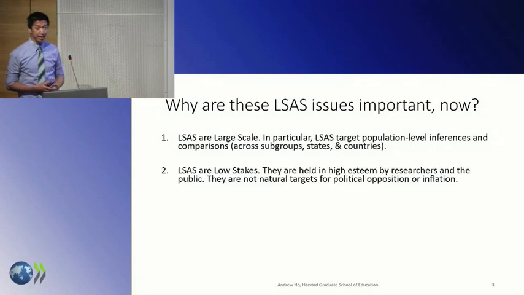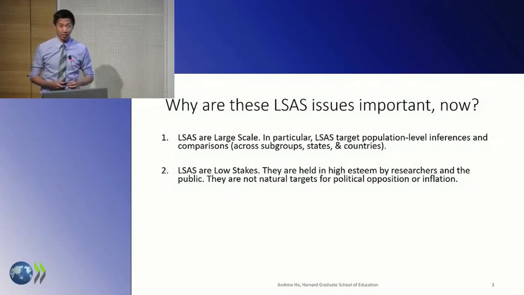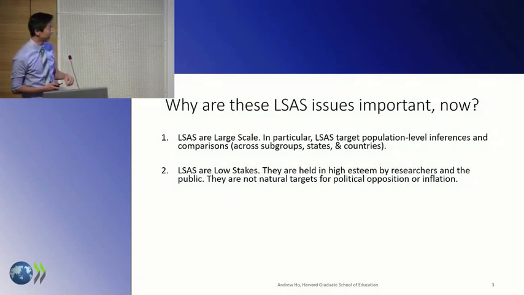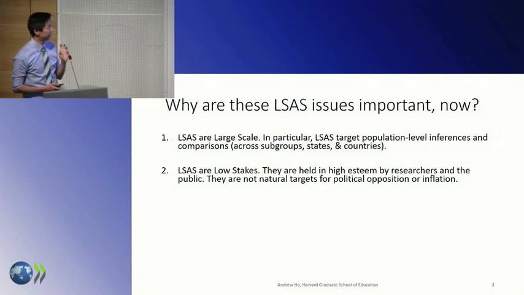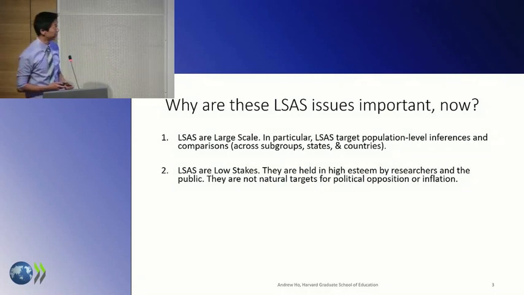Number two, LSAS. LS could also stand for low stakes, right? And that's hugely important. Why? Because when test scores have high stakes, as my colleague Dan Koretz would emphasize over and over again, they're harder and harder to trust, right? These assessments are generally held in very high esteem by researchers and the public, because they're not high stakes, right? So they're less likely to be targets for political opposition or, as Dan Koretz would say, inflation, right? So we can arguably trust these scores more. More people can trust these scores, so that's important too, right?